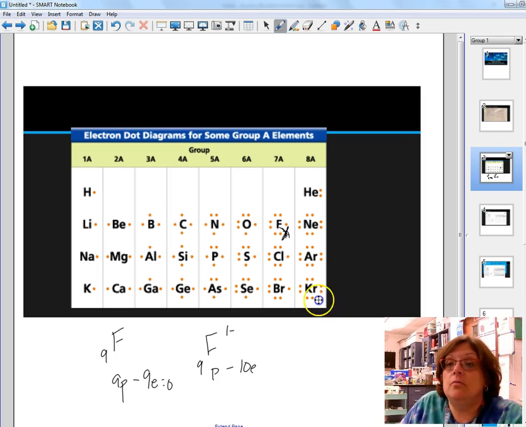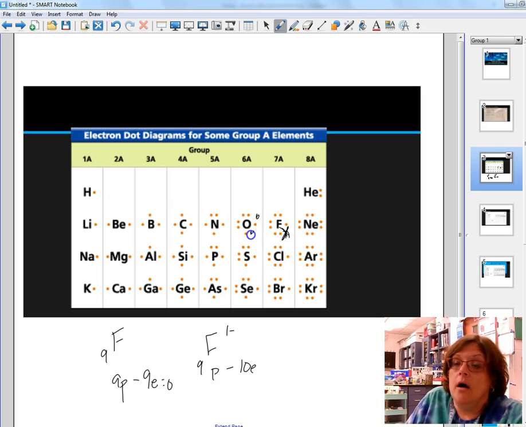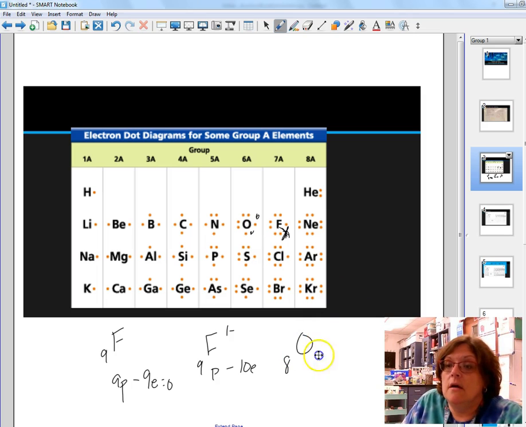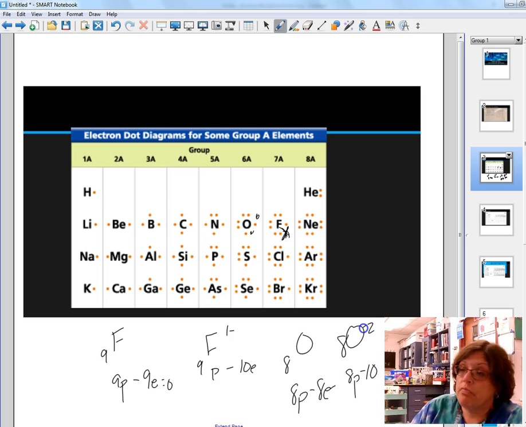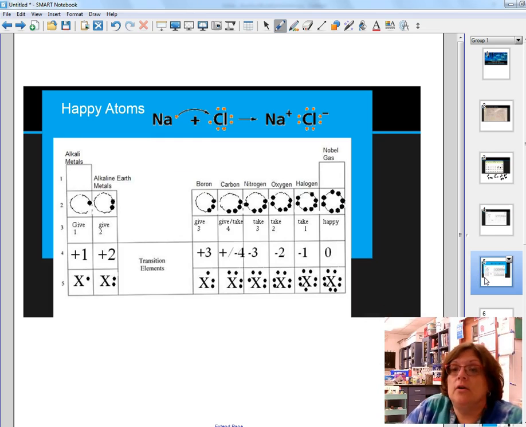Oxygen needs 2. Oxygen has an atomic number of 8, so he has 8 protons. He has 6 in his outer shell, 2 in his first shell, so he has 8 electrons. If he adds 2 to that, then he'll have 10 electrons and he'll have a -2 charge. Okay? And we've looked at that.